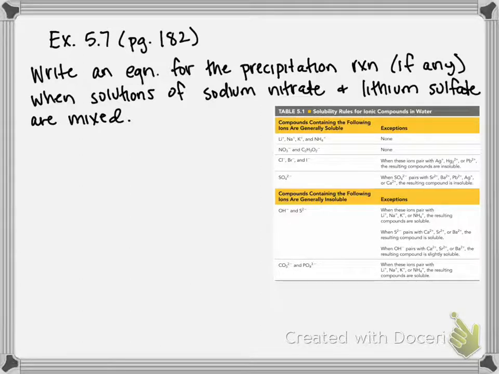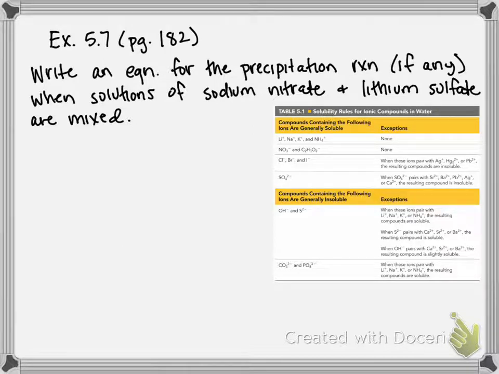This is example 5.7 on page 182 of your text. And this is another example with predicting precipitation reactions. So here they're asking us to write the precipitation reaction, if any occurs, when solutions of sodium nitrate and lithium sulfate are mixed. So first step is to translate these formula names to formulas for the compounds.